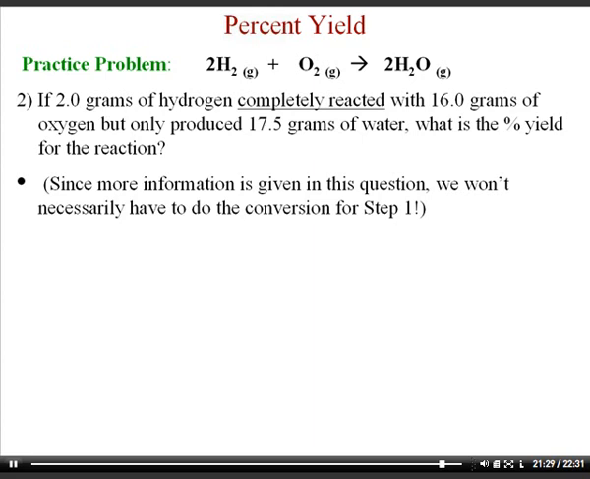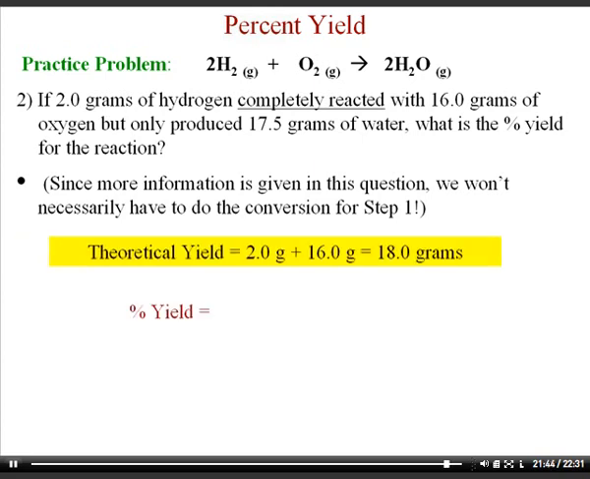So we have more information in this question, so we don't necessarily have to do a conversion problem to figure out how much water you are supposed to make. 2 grams of hydrogen reacting completely with 16 grams of oxygen should have ideally made exactly 18 grams of water. Now, it says in the question that we only produced 17.5 grams of water, so the percent yield is just 17.5 out of 18. Multiply by 100 to convert it to a percent, and it's 97.2% efficient, or that's our percent yield. So that's basically the notes from chapter 9.